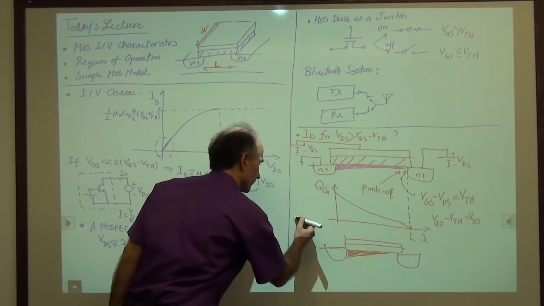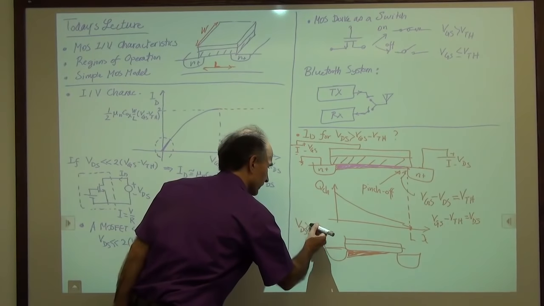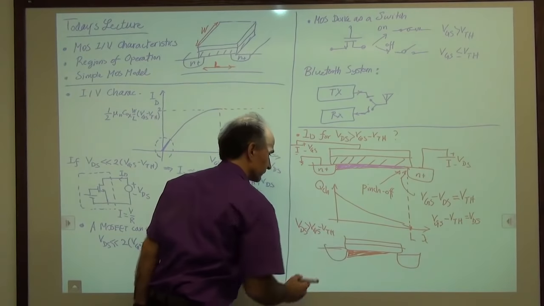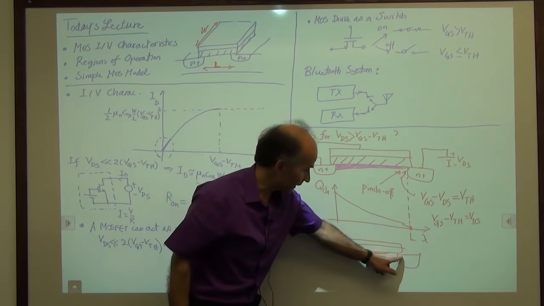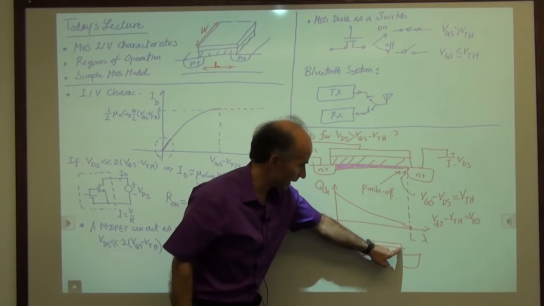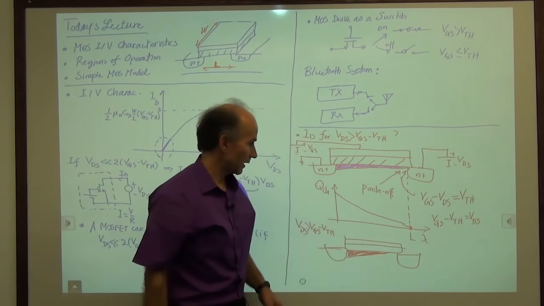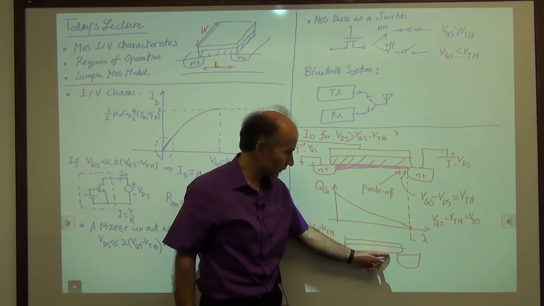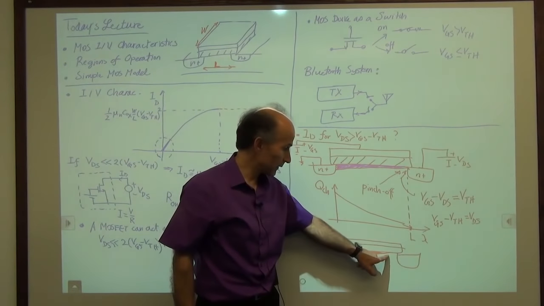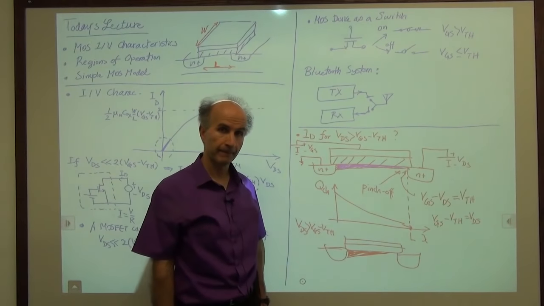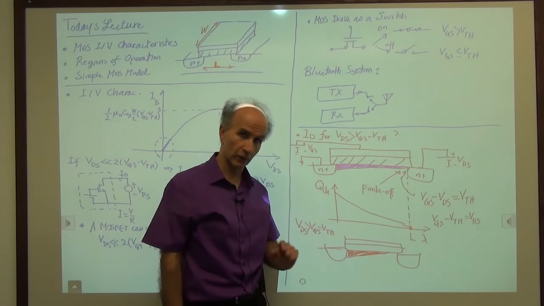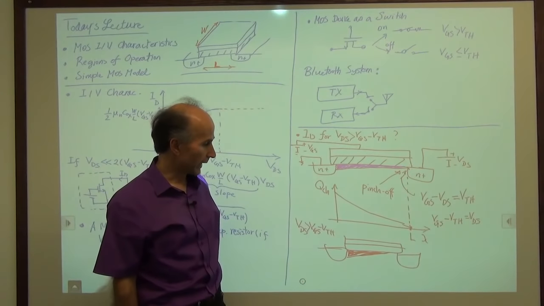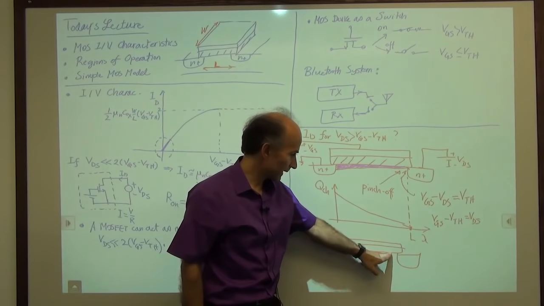This is for the case where VDS has exceeded VGS minus VTH. In other words, over here, the voltage difference between the gate and this point on the drain is already less than one threshold. So we have to go back and see at what point the voltage difference is exactly one threshold, and that would be somewhere around here. Okay, so far so good. We still haven't answered this question, but we're getting there. Now the pinch-off point is here.